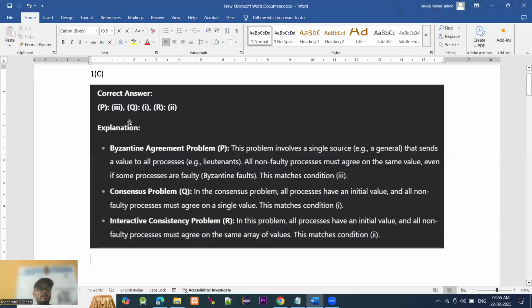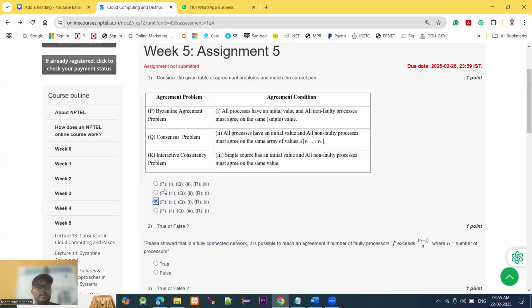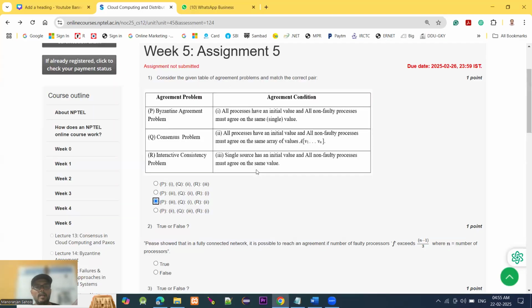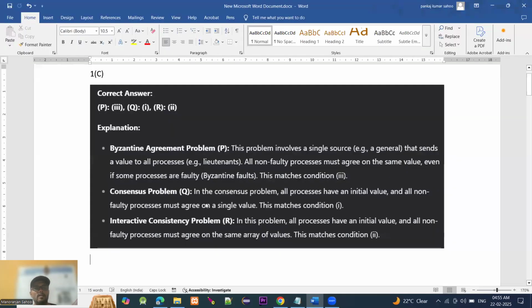In the explanation you can see P to III, Q to I, and the last one, interactive consistency, R belongs to II. So option C is the right answer. We just have to look at the Byzantine agreement problem. This problem involves a single source, that is a general, that sends a value, and all the non-faulty processes must agree on the same value even if some processes are faulty. Byzantine faults match condition III, so P to III.